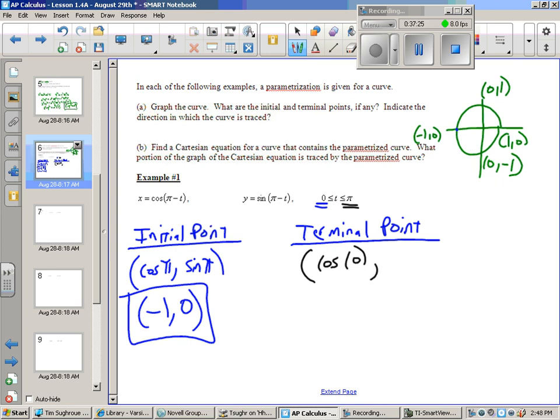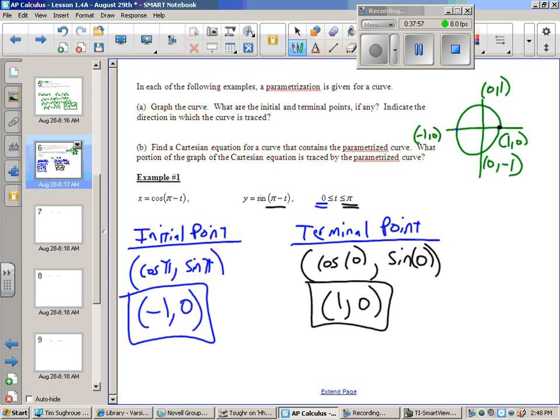If you plug pi in here, pi minus pi is 0, you get the sine of 0. But again, we don't want to leave it written like this. What is the cosine of 0? The cosine of 0 is right there. It's the x-coordinate. It's 1. The sine at 0 is the y-coordinate at 0, which is 0. So our initial point should be -1, 0, and our terminal point should be 1, 0.